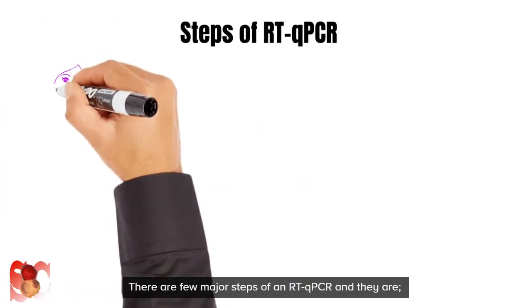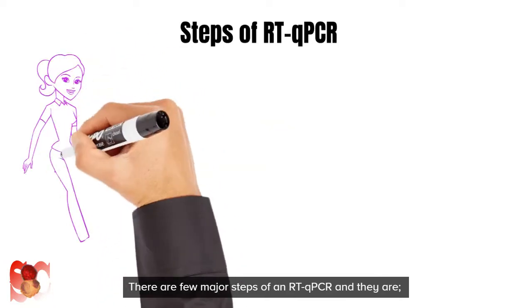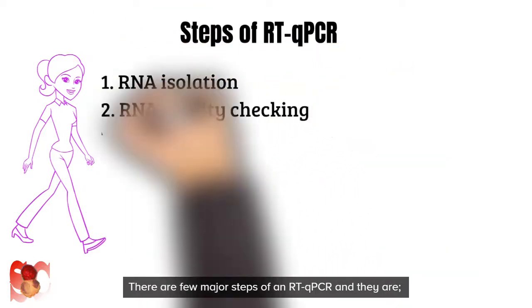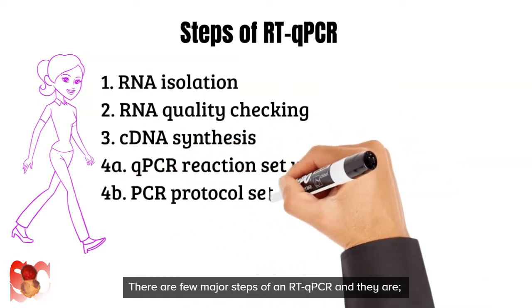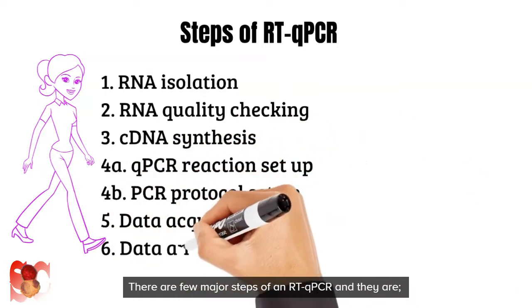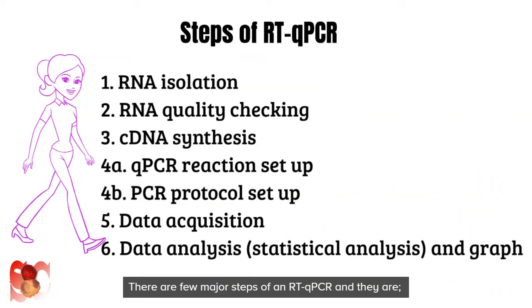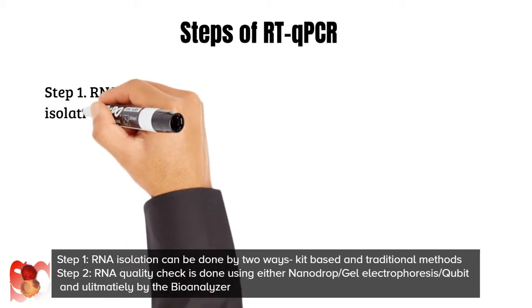There are a few major steps of an RT-qPCR, and they are the following. Step 1, RNA isolation. 2, RNA quality checking. 3, cDNA synthesis. 4, qPCR reaction setup and PCR protocol setup. 5, data acquisition. And 6, data analysis and graphical representation. Steps of RT-qPCR. Step 1.